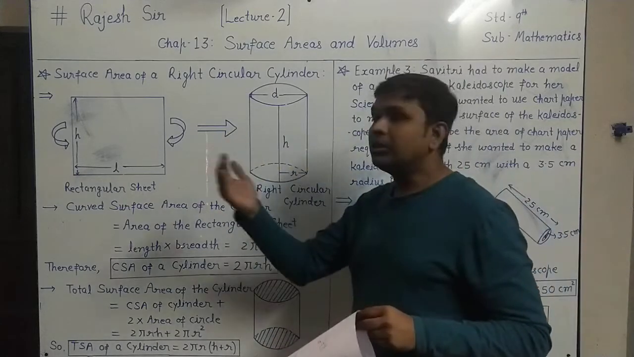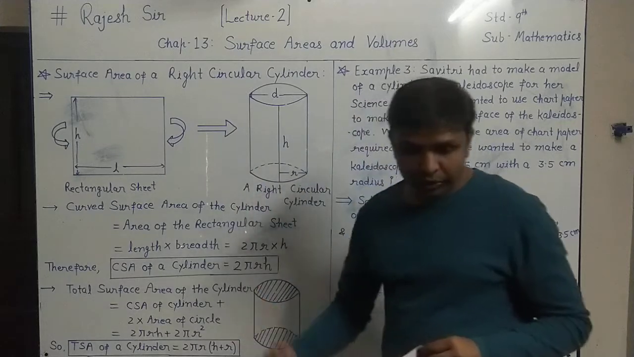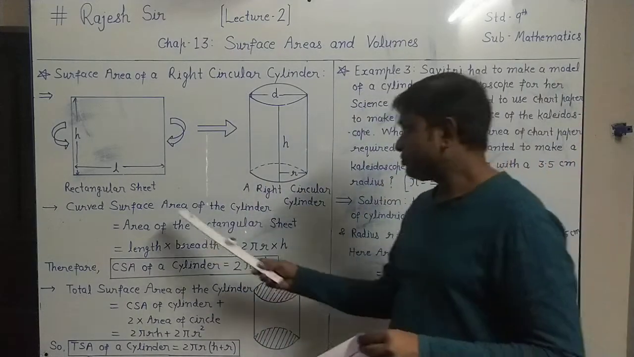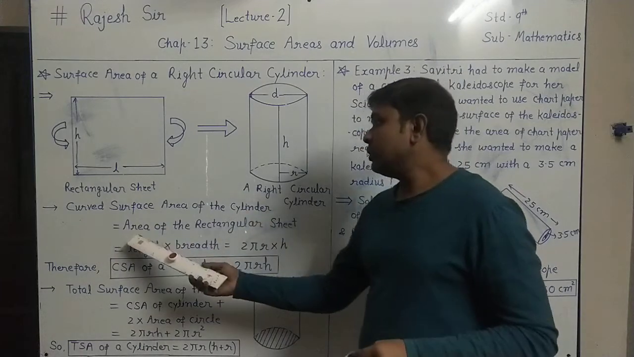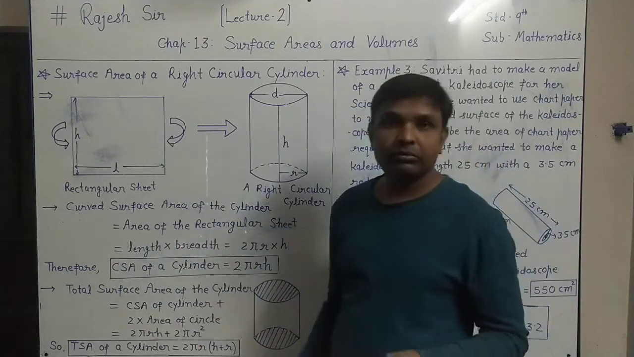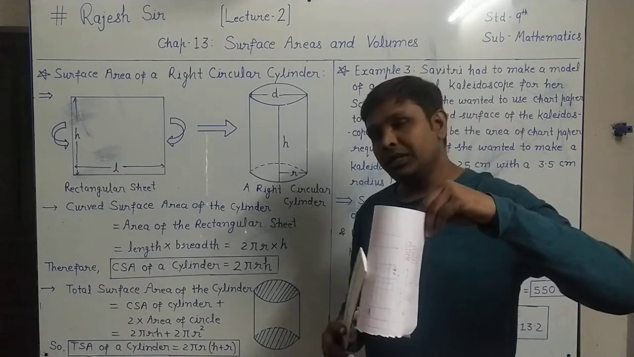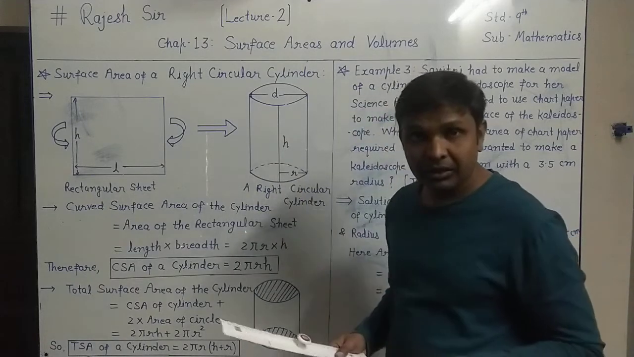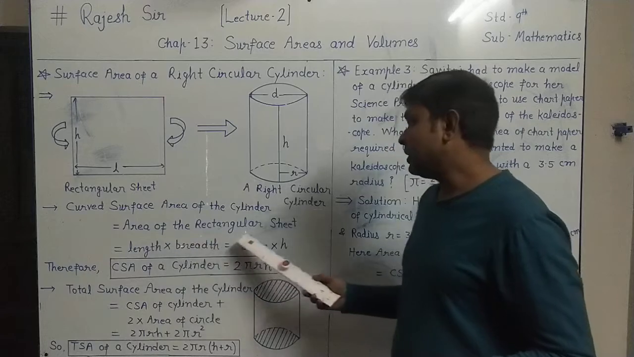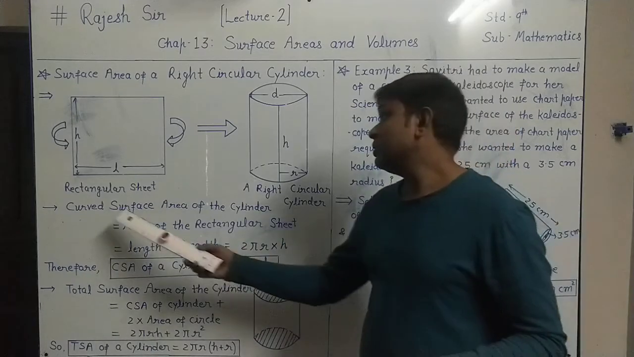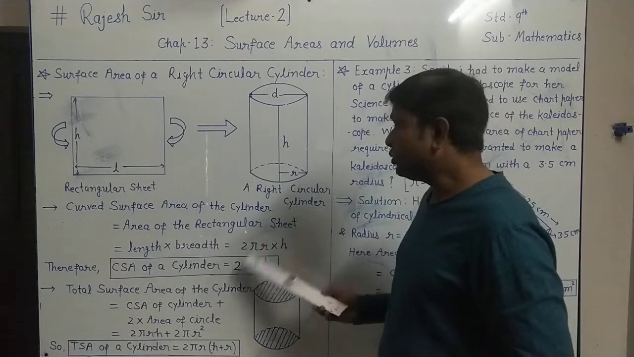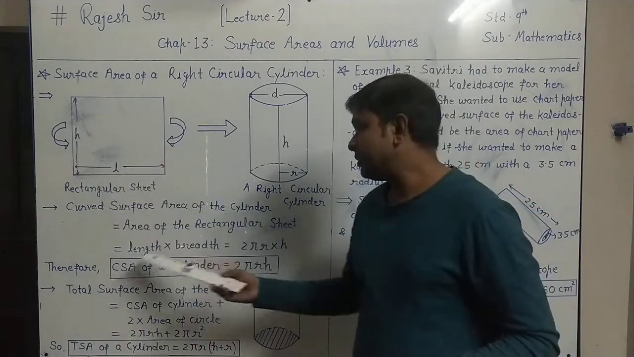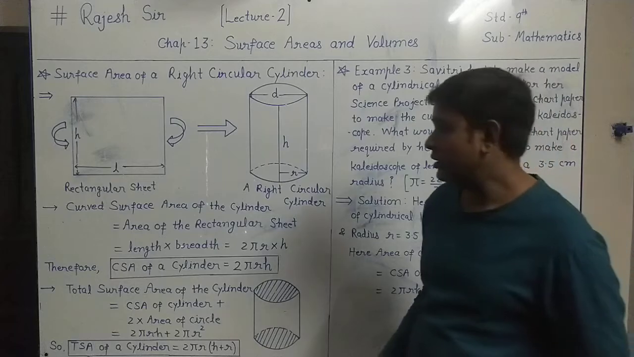To find the curved surface area of the cylinder, how do we get the formula? The curved surface area of the cylinder will be equal to the area of the rectangular sheet, like we have seen. From the rectangular sheet only the cylinder is made. So the area of the rectangular sheet will show the curved surface area of the cylinder, and the area of a rectangular sheet, you know very well, is length into breadth. This is the simple formula we have.